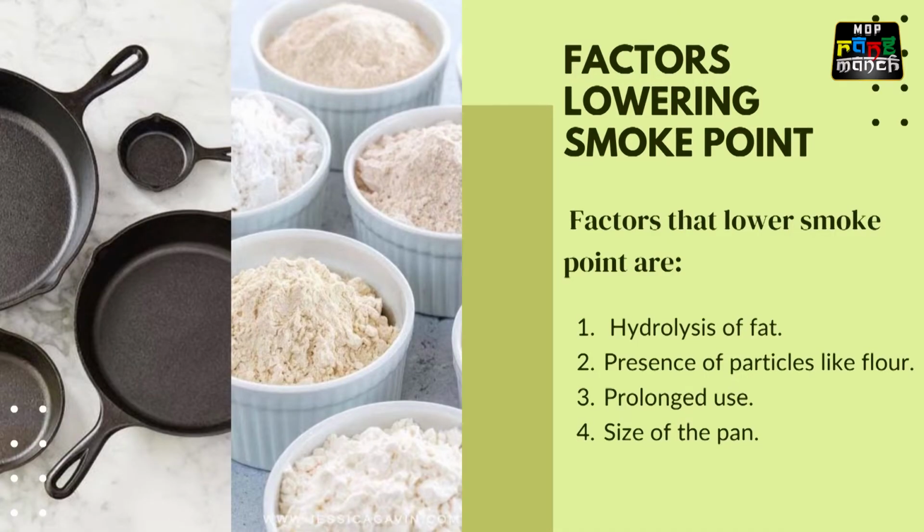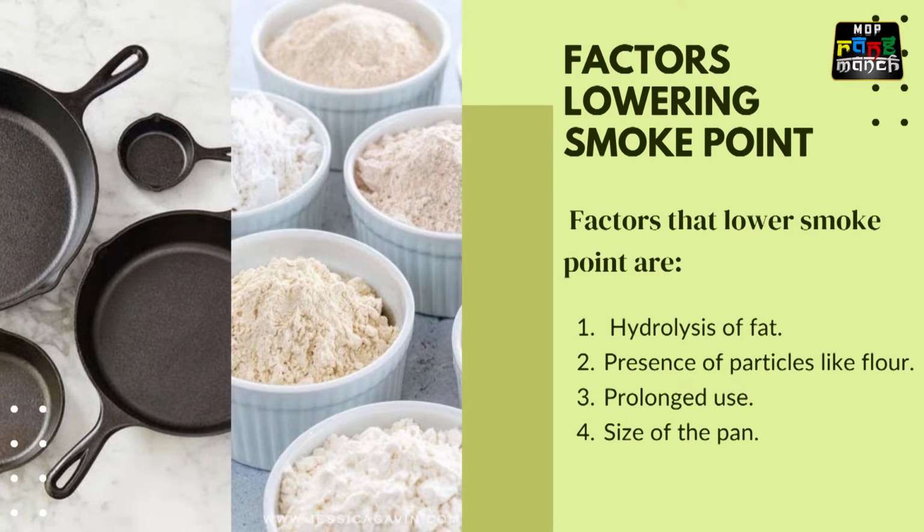Let us have a glance at the factors that lower the smoke point of fat. Factors that lower smoke point are hydrolysis of fat. During frying of fat, hydrolysis of fat occurs, which leads to the formation of free fatty acids that serve as the precursor to rancidity or oxidation.